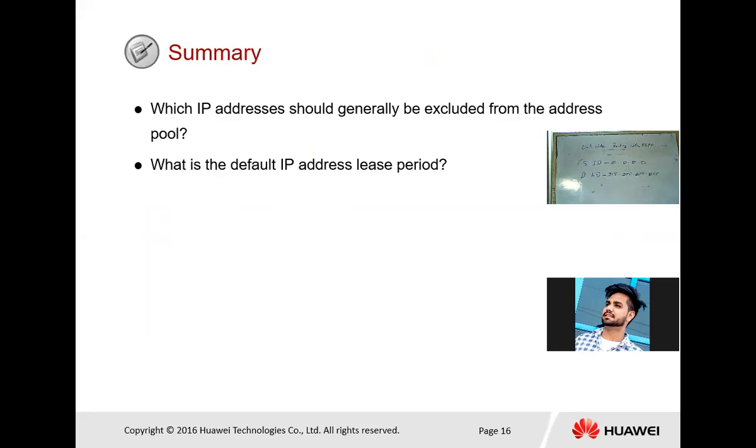These are the questions that belong to this topic, because this is a very short topic. First, which IP address should generally be excluded from the address pool? That is 20 and 21. The second question: what is the default IP address lease period? First change privileges, then default FTP directory.